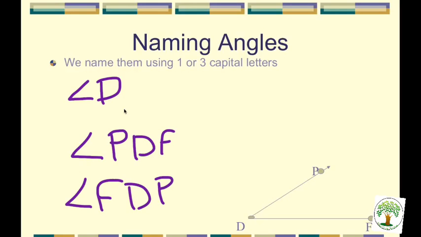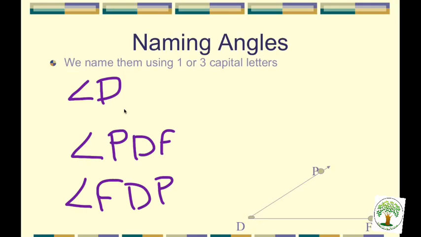FDP. Those are the ways I can name that angle. All right. So I think I've given you a space to do that on your page there, and I've also put a fill in the blank. We named them using blank or blank capital letters, 1 or 3 capital letters, and I'm going to give you time to actually name those.